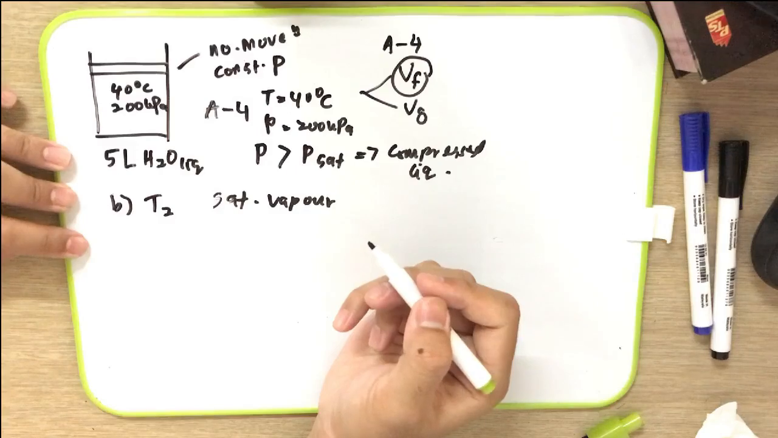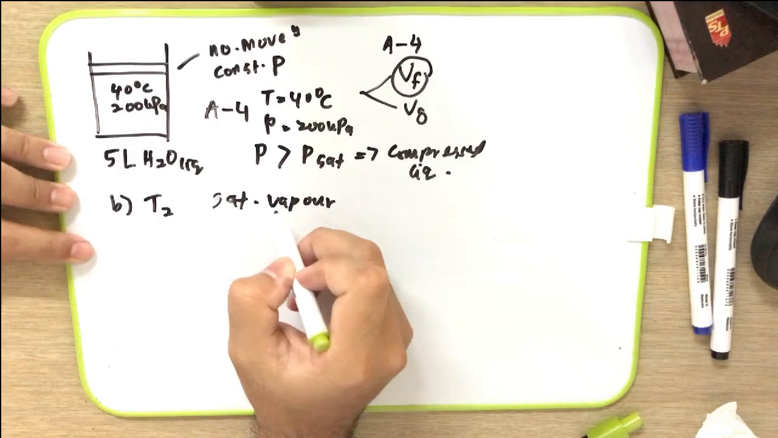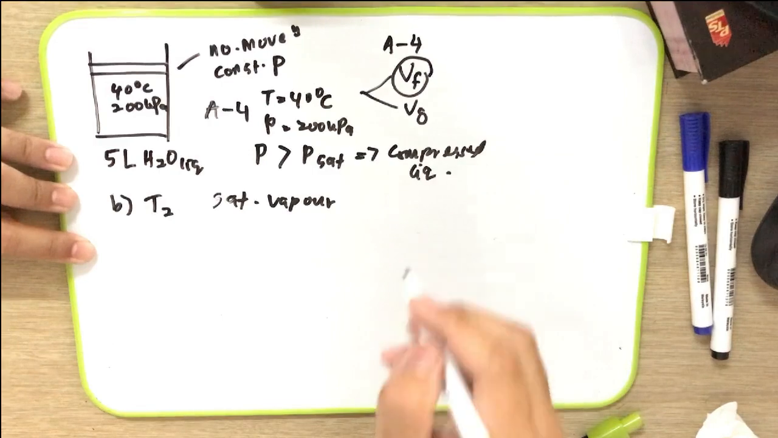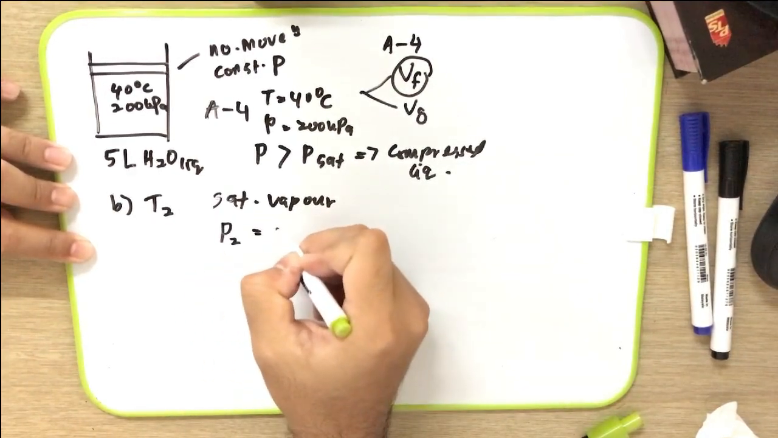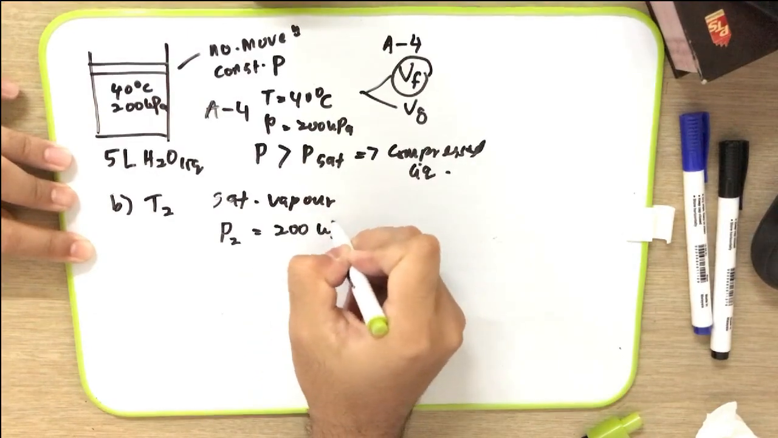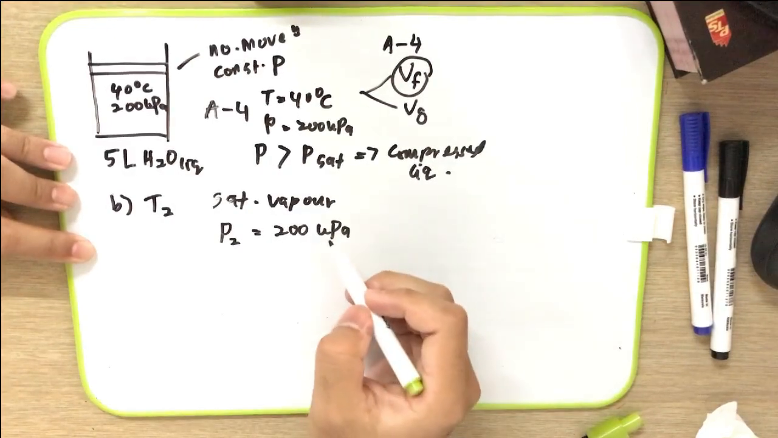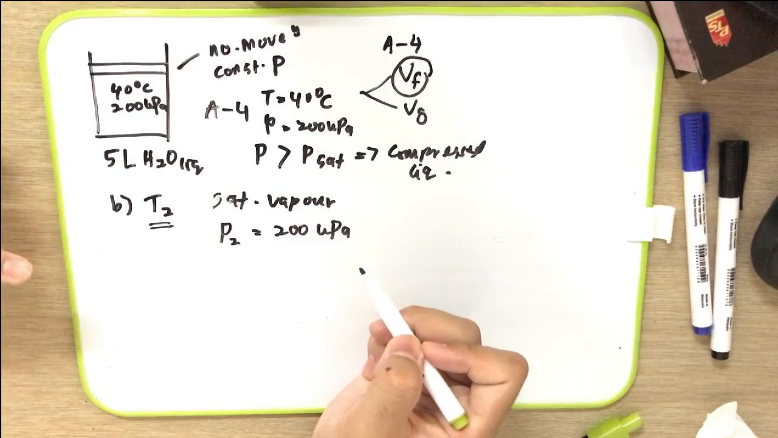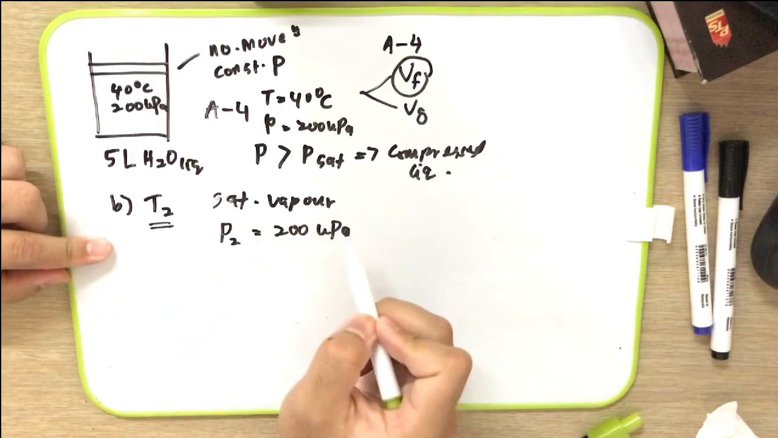When it says liquid is vaporized, it means that the phase is already saturated vapor. And we have another piece of info, which is that it is constant pressure. So pressure at state 2 is 200 kilopascal. In order to find T2, we first need to find the phase of the water at state 2, but we already know the phase is saturated vapor.